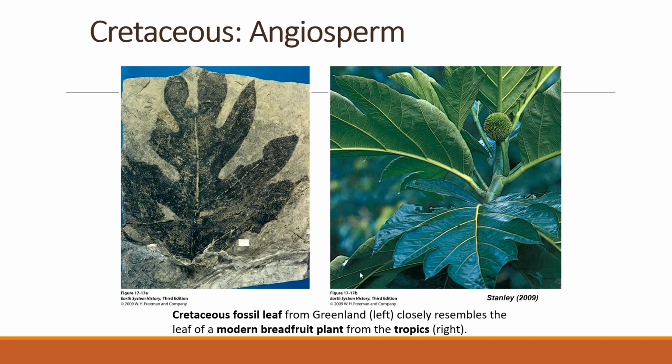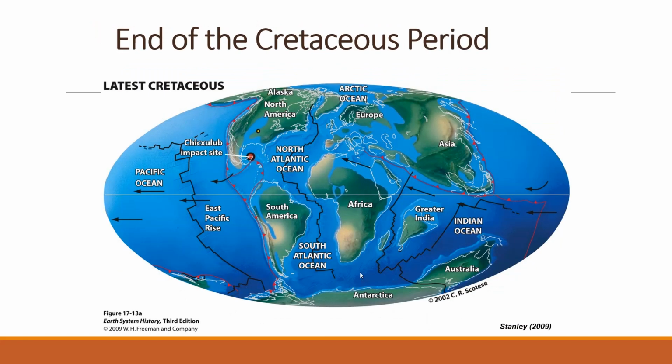During the Cretaceous, which is the last period of the Mesozoic, we start to see these large plants. We need large plants to allow large animals. So massive flora allows massive fauna, because remember, a lot of these dinosaurs are very large animals. Here we have a Cretaceous fossil leaf from Greenland. It very closely resembles the modern breadfruit plant from the tropics. This is something that is going to be able to support some of those massive creatures.